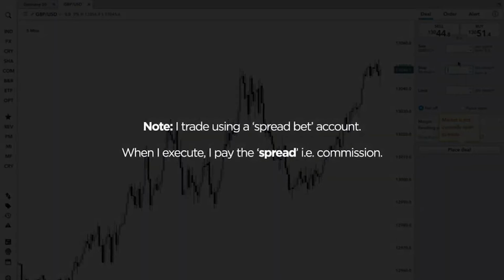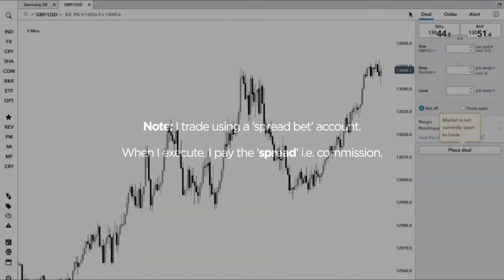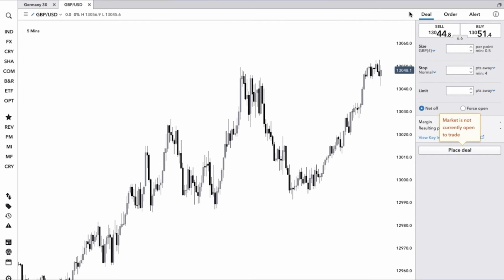Now, bear in mind that I'm using what's called a spread bet account here, which means that when I take a trade, I pay the spread, both on the way in and on the way out of each trade. So think of spread as commission. It's the cost of doing business with your broker. So what is the spread?